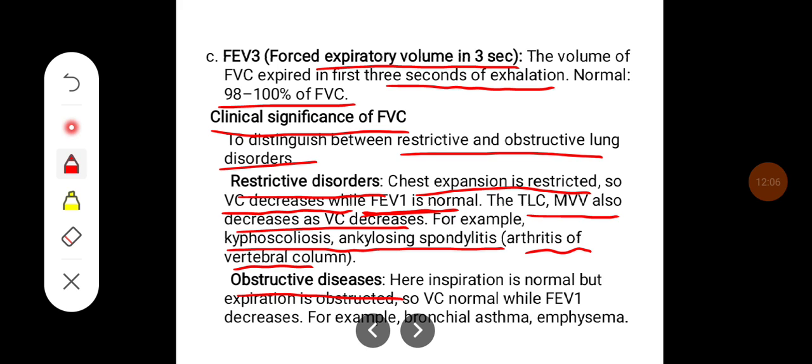In obstructive disease, the inspiration is normal, but the expiration is obstructed. So vital capacity is normal while FEV1 decreases. For example, bronchial asthma and emphysema.